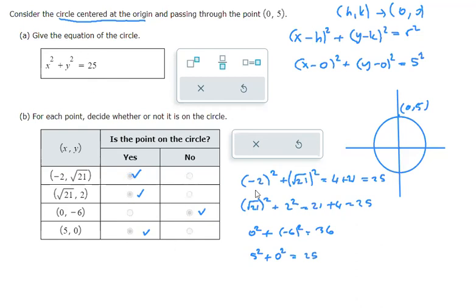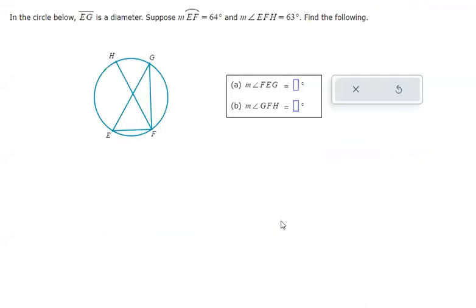So let's look at the next one. We are given EG is a diameter. So E is right here, and EG is the diameter. Suppose that the arc EF is given. So EF, let me see, this arc is given as 64.